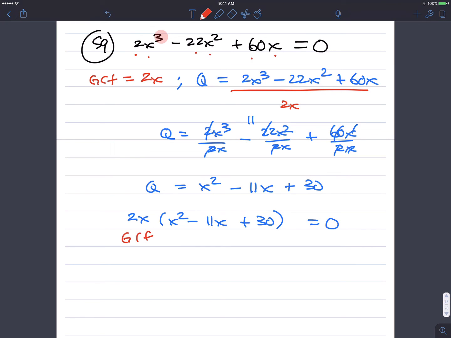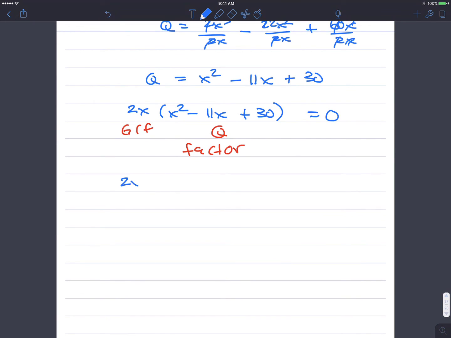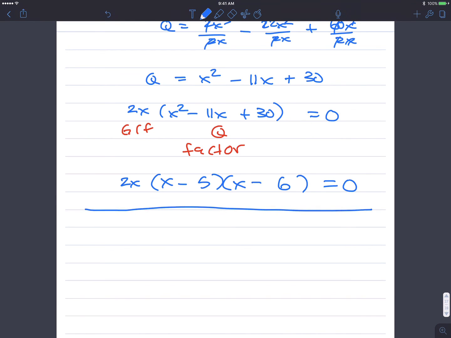GCF. My quotient. What do we do with that quotient? Factor your quotient. 2x. What recipe is this? Chicken soup or beef stew? Okay. x and x. What are the numbers? 5 and 6, but what are the signs? Are they both negative? Yes. Okay, good.